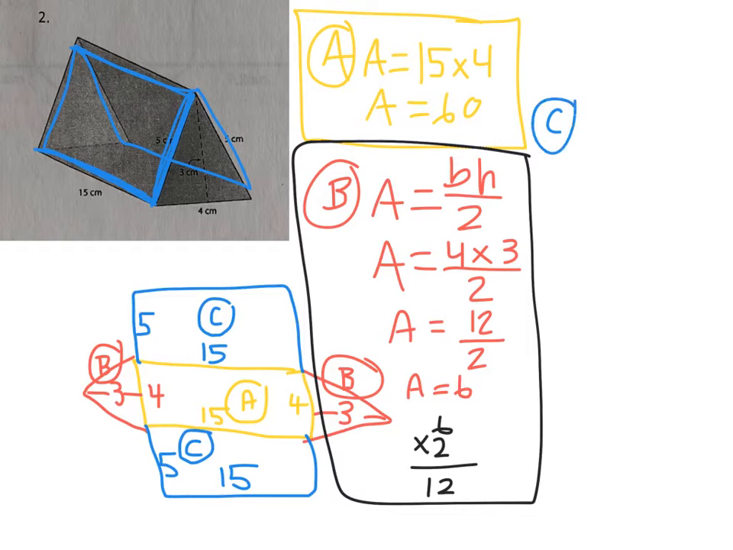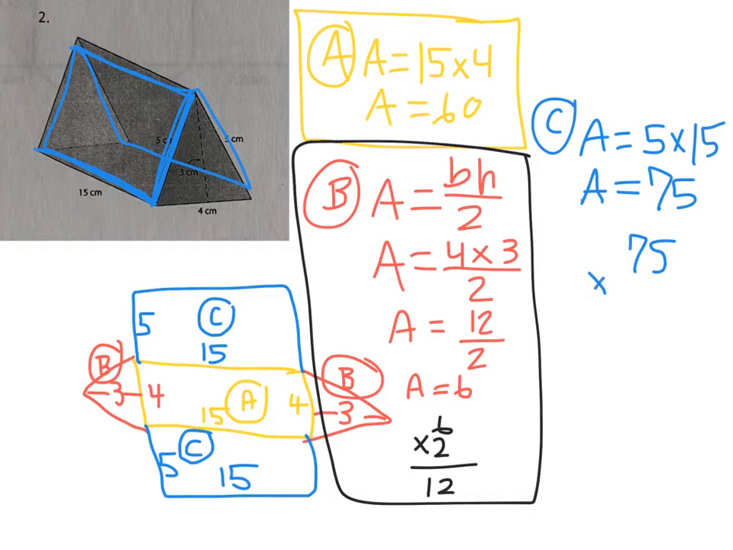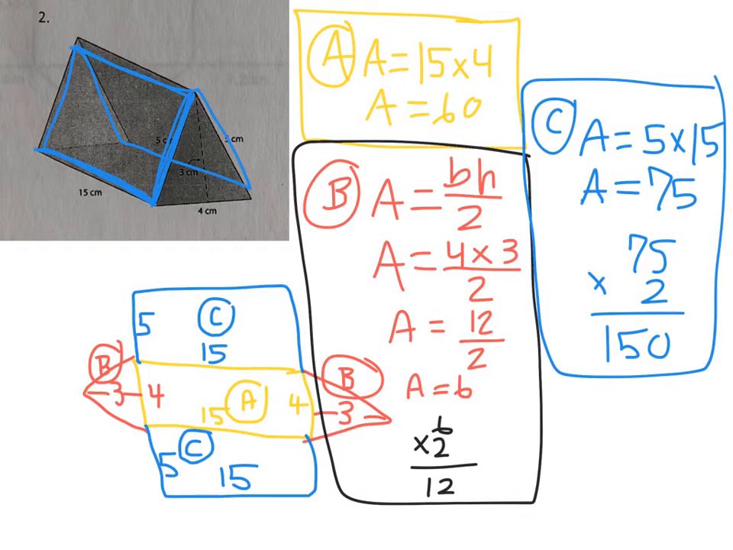Now let's talk about shape C. It is a rectangle, so we have area equals 5 times 15. 5 times 15 will get you 75. And I have 2 shape C's, so I need to do 75 times 2, which will give me 150. Now shape C is done, and we can go back and add up all of our areas.